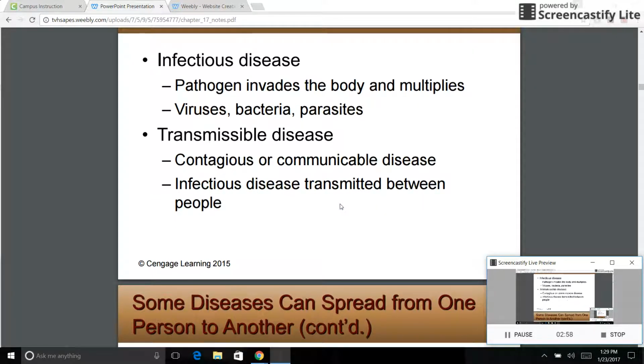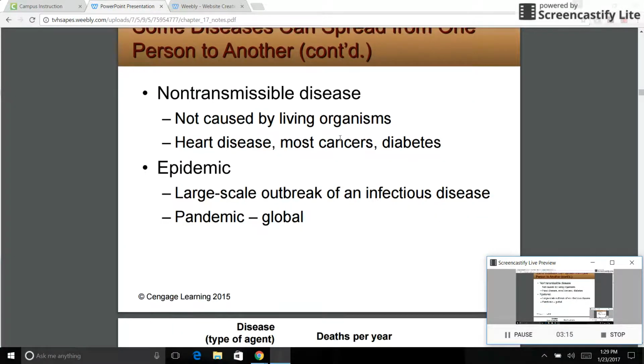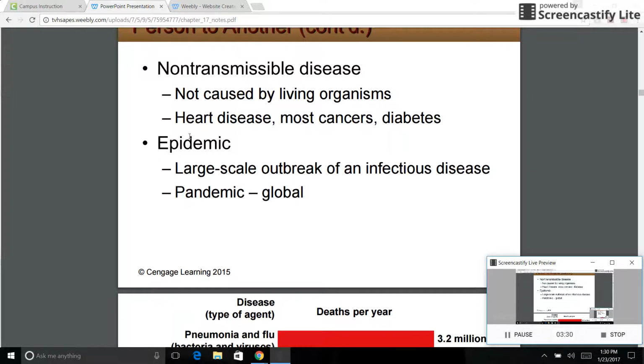Transmissible is something that can be passed from person to person. Various forms of transmission of those diseases. I gave you guys a little handout that shared a little bit on how each of a set of infectious diseases can be passed on. Non-transmissible, things that basically there's not something like a virus or a bacteria or protist that causes it. These are things that we maybe develop over time or may result because of a genetic predisposition, something like that. Epidemic is a large-scale outbreak.